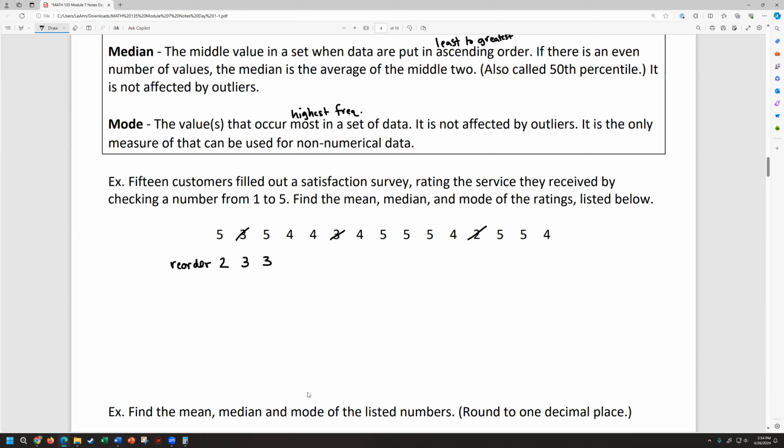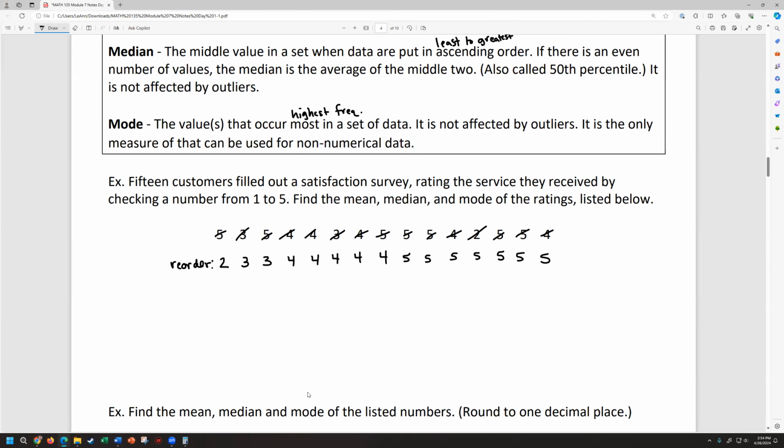For 4s, I have 1, 2, 3, 4, 5. So I need 5 4s. Notice I'm double checking. And I have 7 5s. I'm trying to keep them kind of equally spaced with the list they originally gave me because that helps me see if I have all the numbers that I'm supposed to. Another thing you can double check is how many elements you had, which was 1, 2, 3, 4, 5, 6, 7, 8, 9, 10, 11, 12, 13, 14, 15, which matches the customers they told me we had. Then just double check you have 15 in your list.